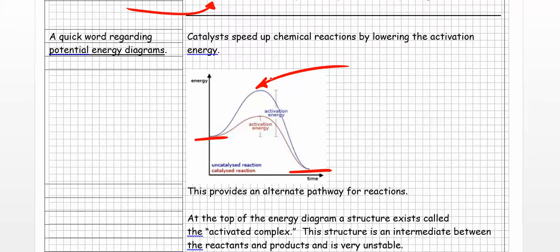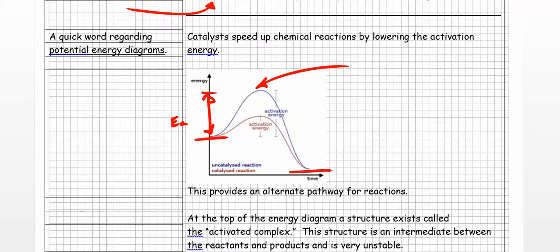Now, what you see in the blue is the normal reaction. From the reactants to the activated complex, we call that the energy of activation. Catalysts lower the energy of activation. They provide an alternate pathway. What you're seeing in red here is the altered pathway with the lower energy of activation. So you reach the activated complex with a lesser amount of energy. Less energy is required, so the reaction speeds up, right?